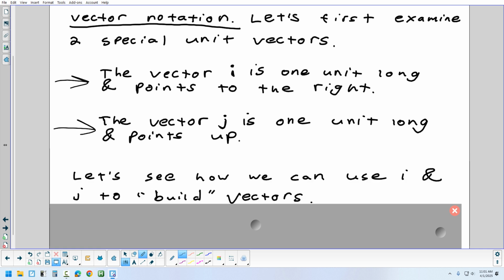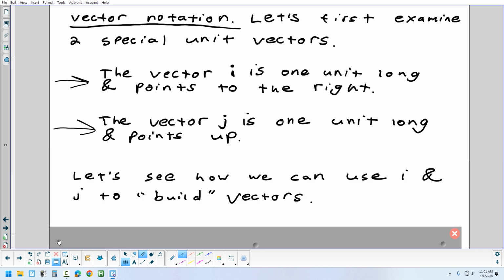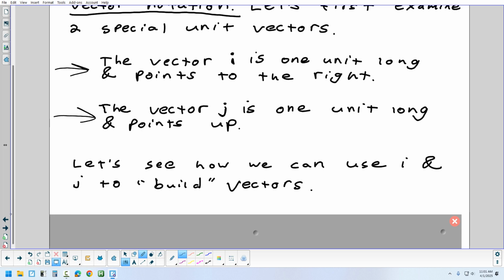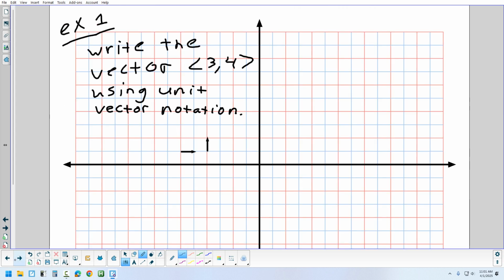And the idea of unit vectors is you kind of think of them as building blocks. We're going to stack them together to make a vector. So what we're going to look at now is how do we convert something from the algebraic notation like this into what we call unit vector notation. All right, so let's take a look at the vector 3, 4. Okay, from yesterday, what doesn't this notation tell me?